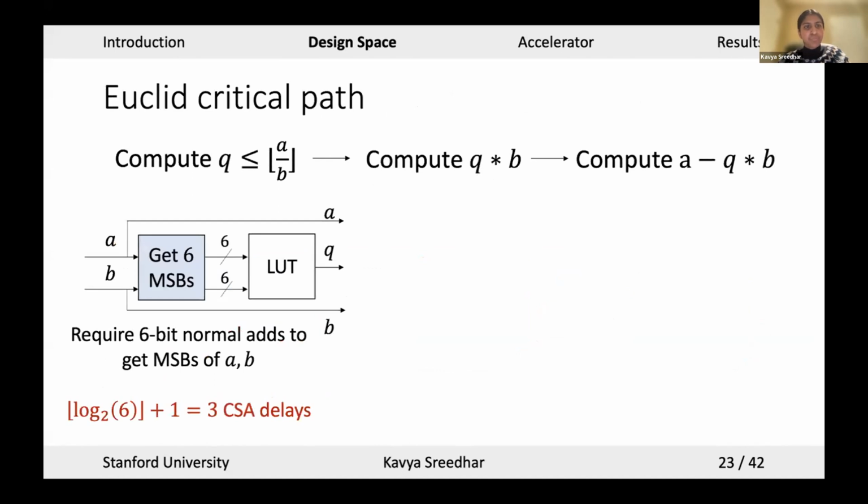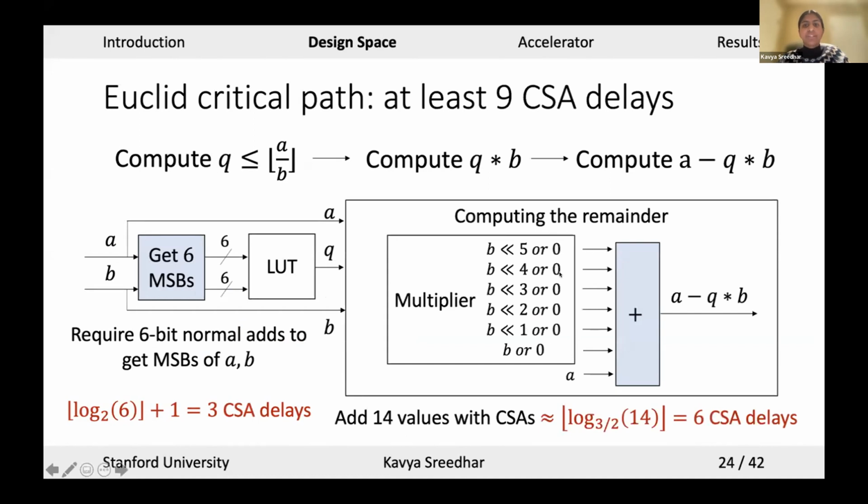On the Euclid side, we see that first to compute the quotient, we have A and B in this redundant binary form. So to get, say, the 6 most significant bits of these numbers for the lookup table inputs, we need 6-bit carry propagate adds to approximate the most significant bits of our numbers. Then we can do the lookup, which we approximate as 0 for an optimistic estimate. And then we need to actually sum 7 numbers, all of which are in carry save form. So that's really 14 inputs and 3 to 2 carry save adders. And this operation here takes another 6 carry save adder delays. So if we look at this first part, this add took 3 carry save adder delays. The second part took 6 carry save adder delays. And we optimistically estimate that the critical path for Euclid's algorithm requires at least 9 carry save adder delays.